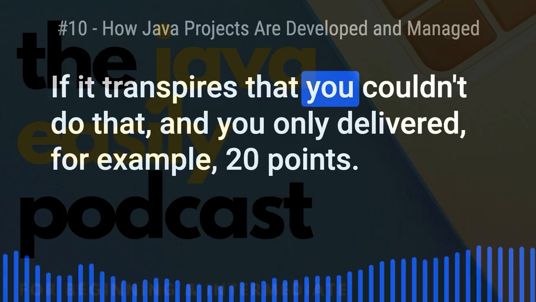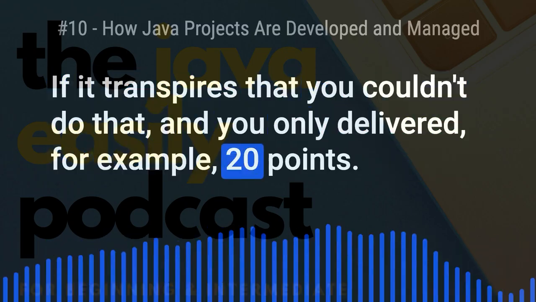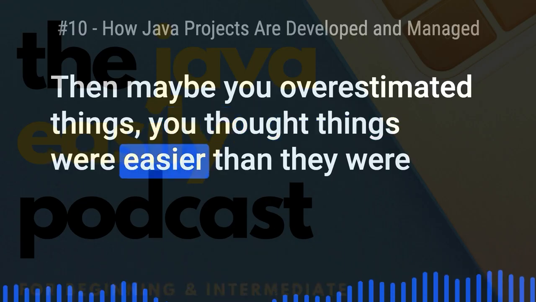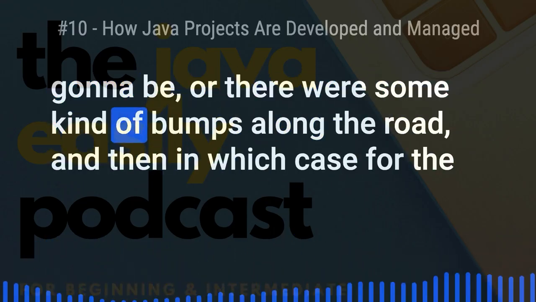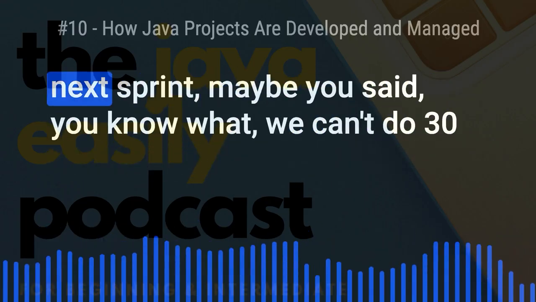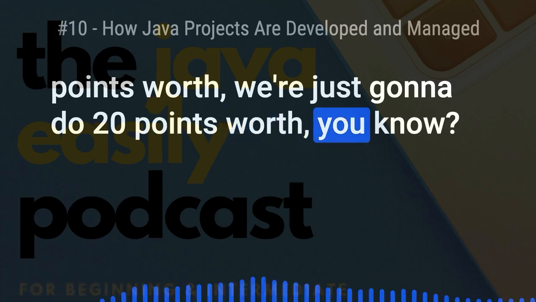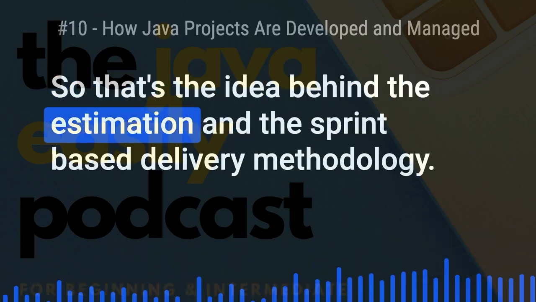If it transpires that you couldn't do that and you only delivered, for example, 20 points, then maybe you overestimated things, you thought things were easier than they were going to be, or there were some kind of bumps along the road, and then in which case for the next sprint, maybe you say, do you know what, we can't do 30 points worth, we're just going to do 20 points worth.